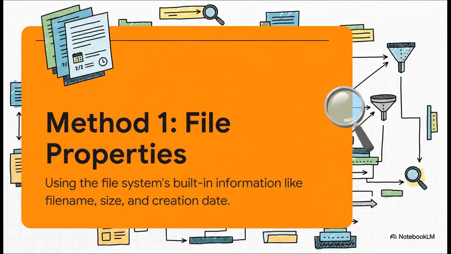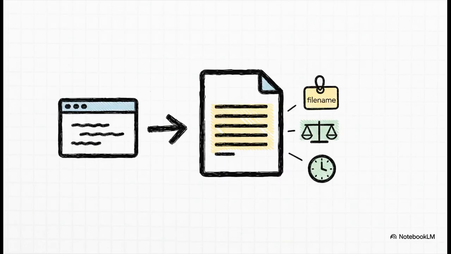Our first tool is the easiest one, for sure. This is the low-hanging fruit. We're just grabbing the basic info that the file system already knows. Its name, its size, when it was created. Simple as that. And you can see right here just how easy it is. This little Python snippet uses a standard library to instantly grab those basic file properties: name, size, modification date. It's a super fast and easy win.